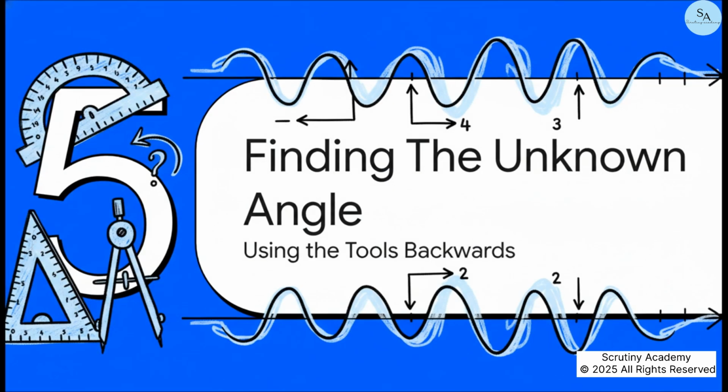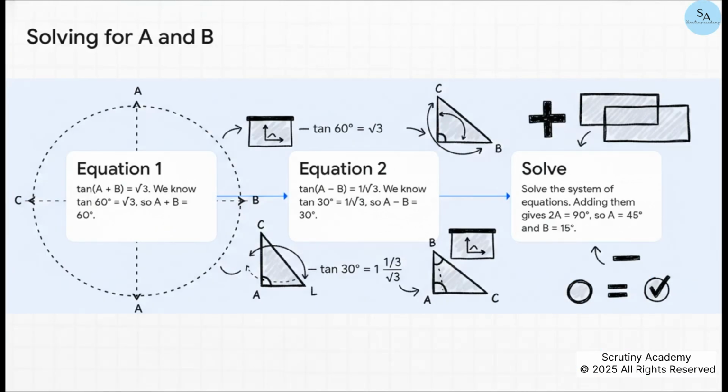Okay, this is where it gets really powerful. Let's use our new table, but let's go in reverse. This time, instead of being given the angle and finding the value, we're going to be the detective. We'll be given the value, the clue, and we have to figure out the mystery angle. So look at this problem.